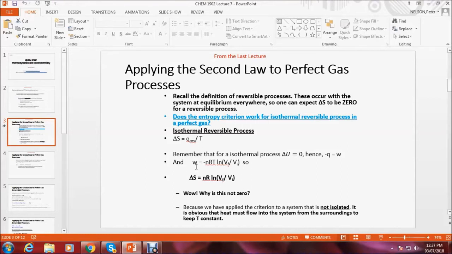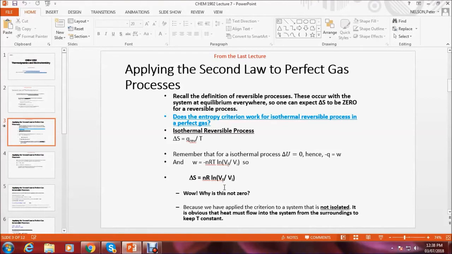Now remember, we also proved that work is equal to minus nRT ln V final over V initial. If work is equal to that, then the negative of work will give us Q, and if we divide Q by T, we end up with entropy change, and hence we have a formula here for entropy change. Now, that is surprising, because we expect that entropy change for a reversible process would be 0. In other words, that formula should work out and show us that delta S is equal to 0.